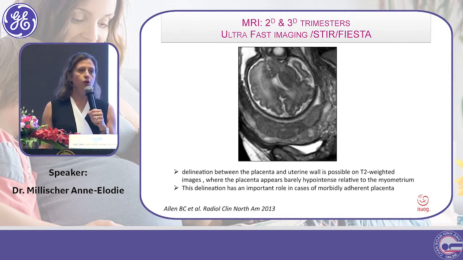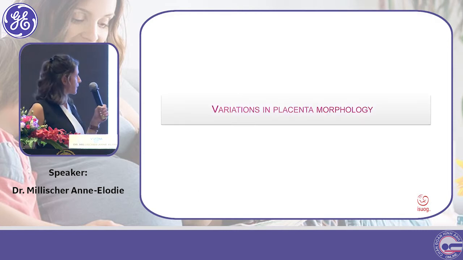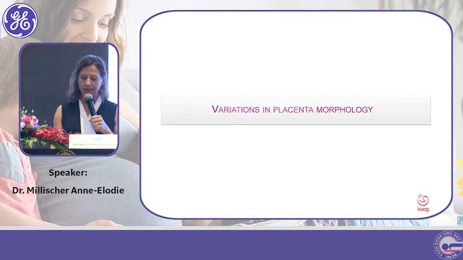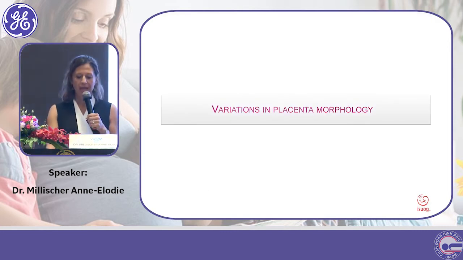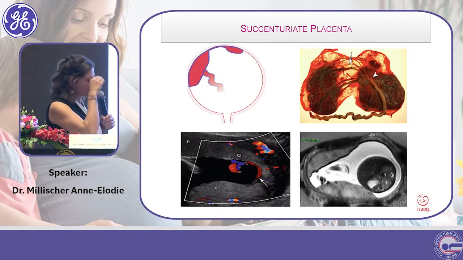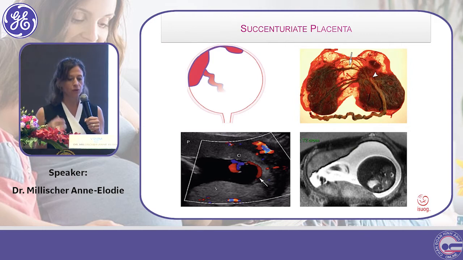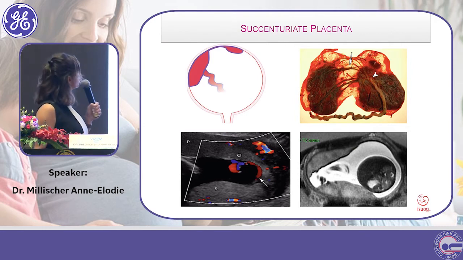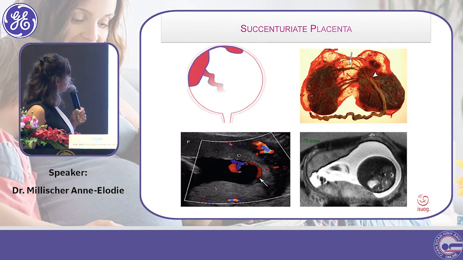So we are going to go through those guidelines, and first we can detail the morphology of the placenta, and the first pattern is the succenturiate placenta.